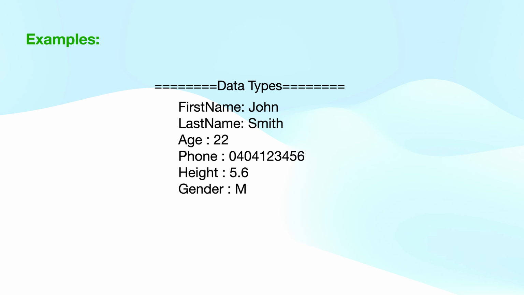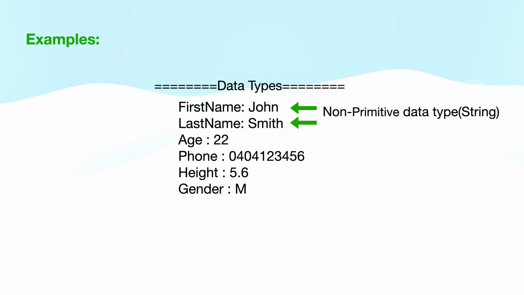For example, these are the basic data I've just given. As in the data, for first name I put John, last name Smith, age 22, phone number, height 5 feet 6 inches, gender male, as in M. So here the first name John and the last name Smith, right? That means it's a non-primitive data type, as it means String.